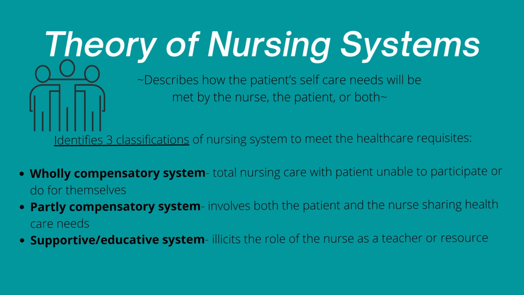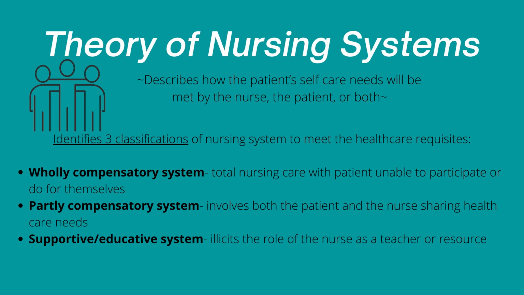The theory of nursing systems describes how the patient's needs will be met, either by the patient, the nurse, or both. There are 3 classifications, which include wholly compensatory system, where the nurse takes full control; partly compensatory system, which involves both the patient and the nurse; and then supportive or educative system, where the nurse takes on the role of the teacher.